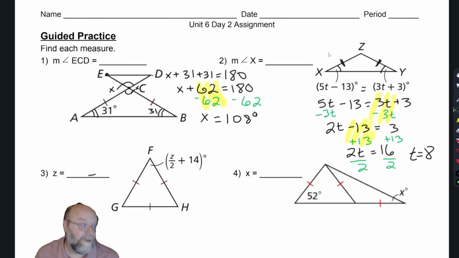Notice I haven't written 8 yet. I hope you didn't fall for that trap. You can plug this in. Remember, these are congruent, so you can actually pick whichever one you want to substitute into.